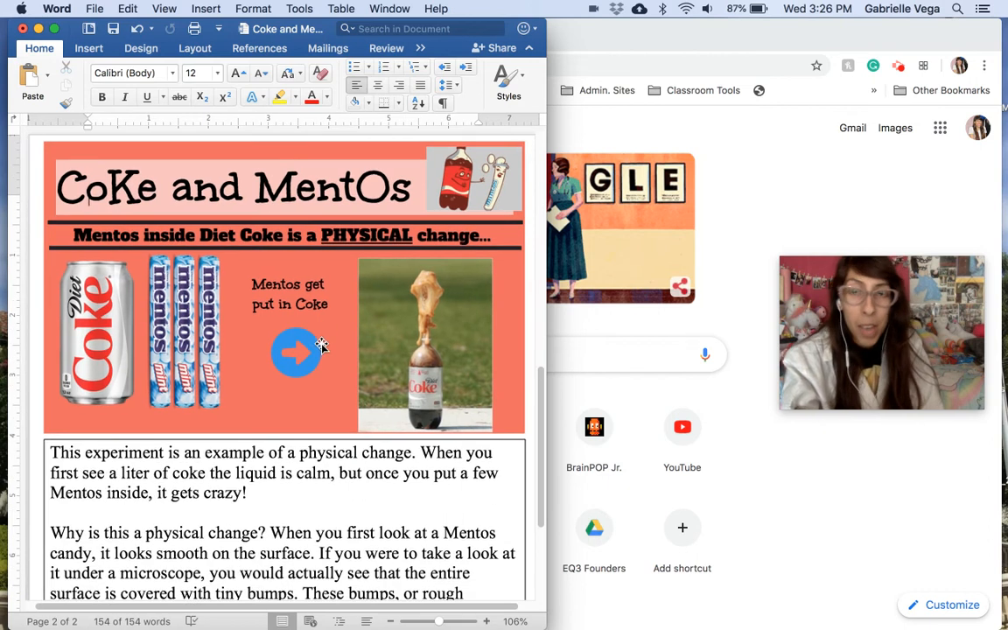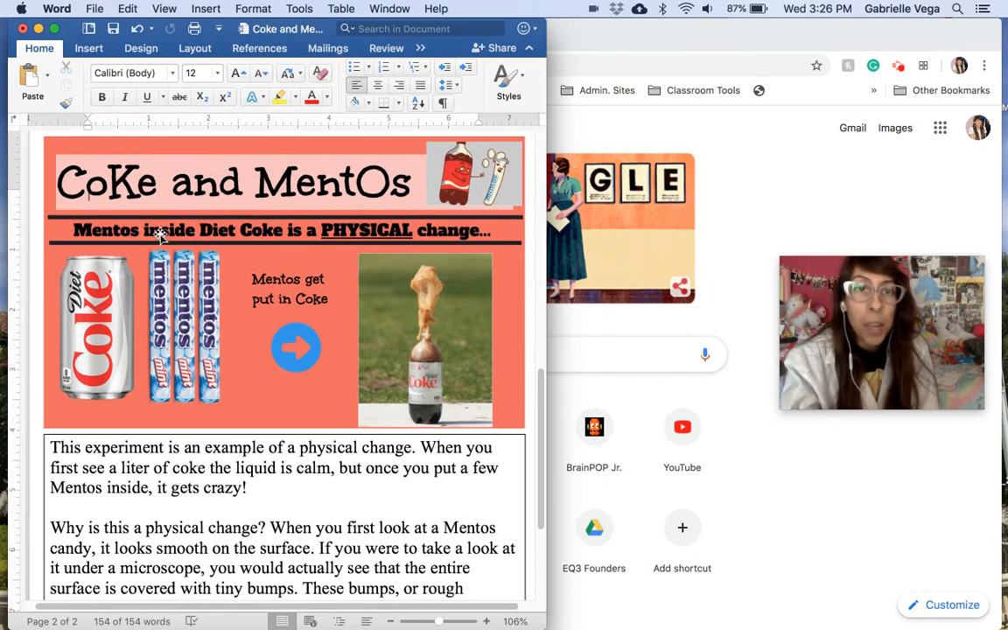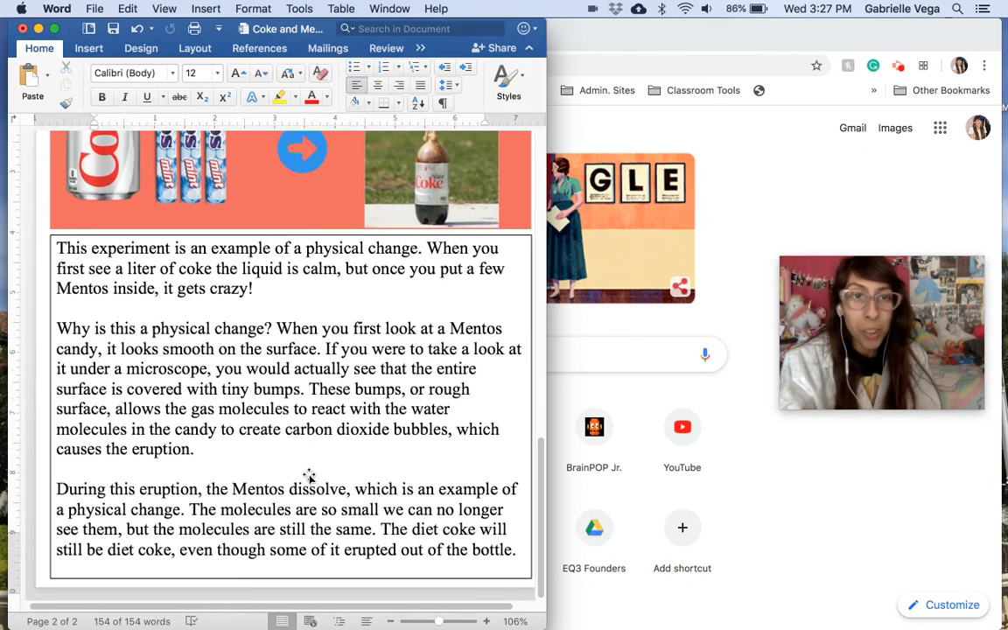So Coke and Mentos. Mentos inside a Diet Coke bottle is actually a physical change. So even I was a little bit surprised and shocked when I read that. So when we put that Mentos inside the Coke bottle and it erupted, that was actually a physical change. So let's go ahead and read this quick article.